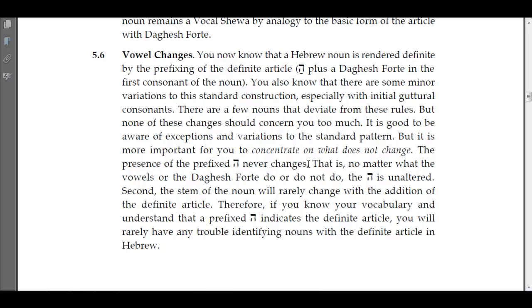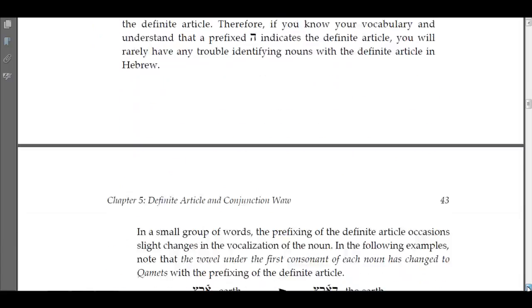The presence of the hey never changes. That is, no matter what the vowels or the dagesh forte do or do not do, the hey is unaltered. Second, the stem of the noun will rarely change with the addition of the definite article. Therefore, if you know your vocabulary and you understand that the prefix hey indicates the definite article, you will rarely have any trouble identifying nouns with the definite article in Hebrew.